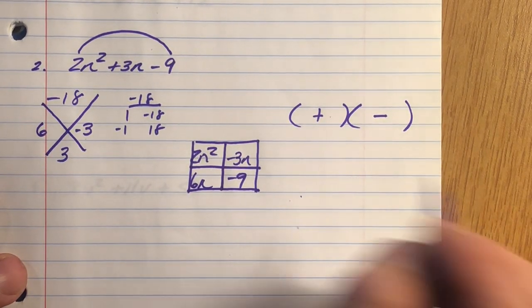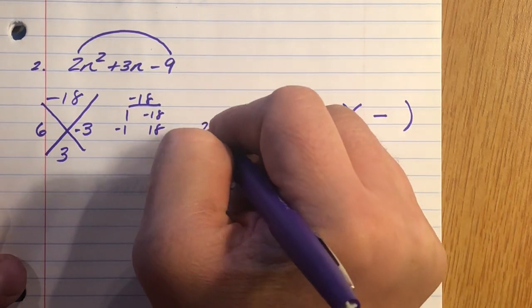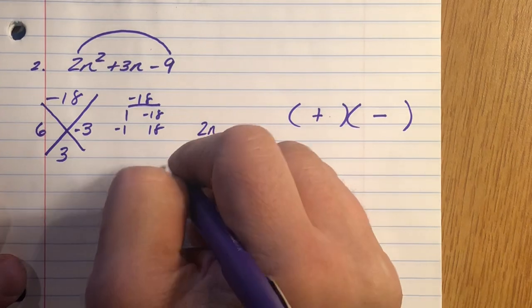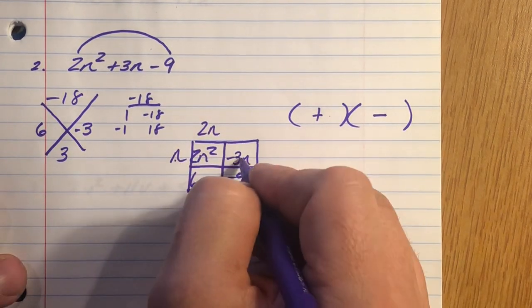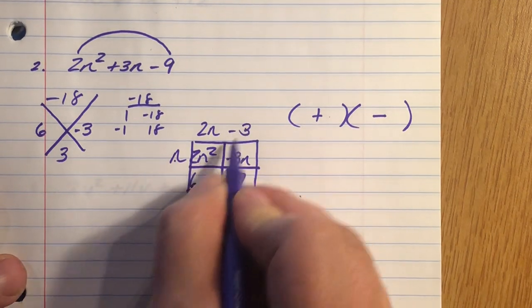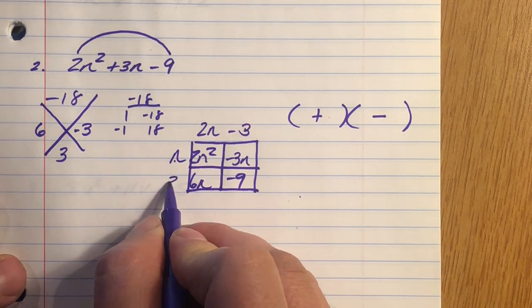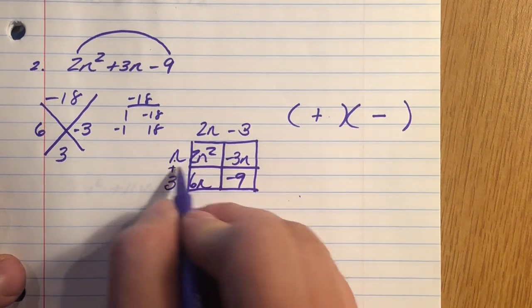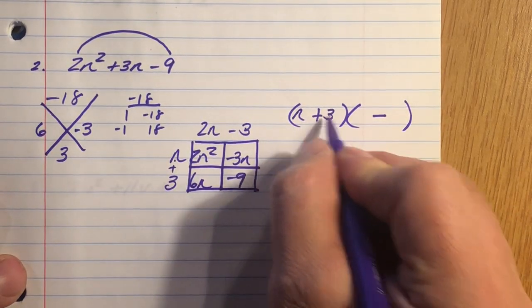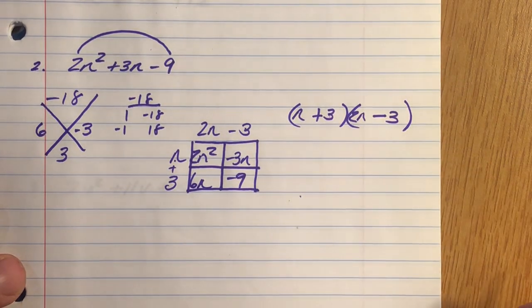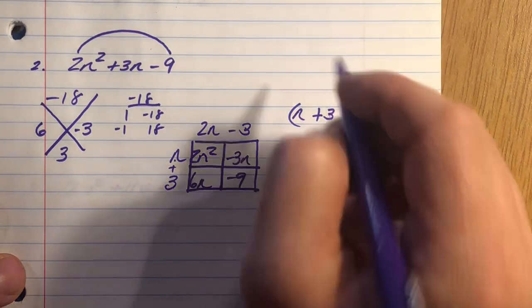Okay, these two have a 2n in common. This row has an n. N times negative 3 is negative 3n. And negative 3 times 3 is negative 9. So there you go. Here are my factors. N plus 3 and 2n minus 3. Fantastic.